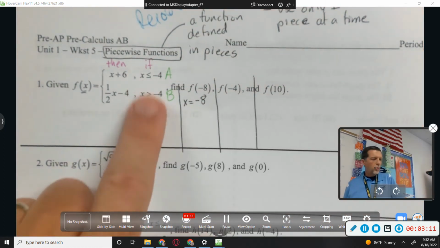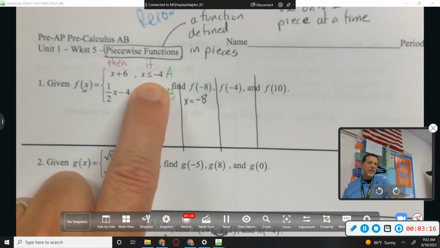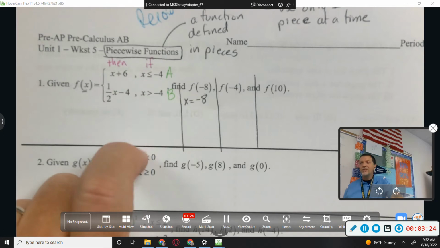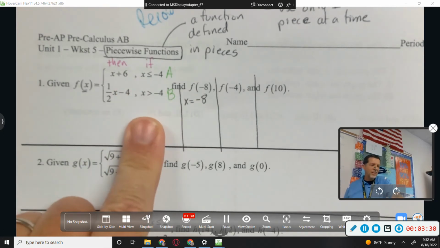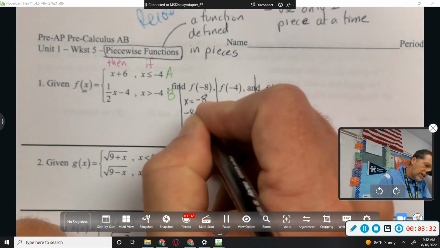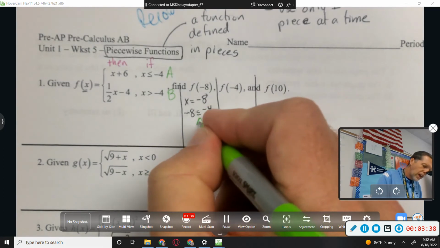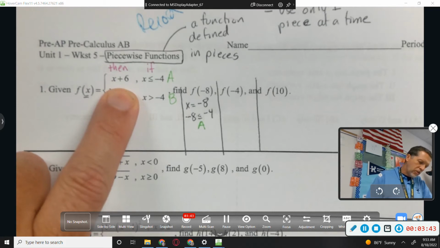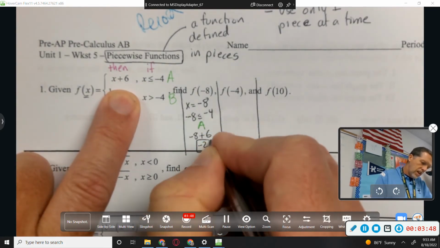So now I want to figure out which condition it meets. Is negative 8 less than negative 4, or is negative 8 greater than negative 4? That's not hard, although the negative sometimes throws people off. Less than. Negative 8 is less than negative 4, which means we're on branch A, which means we'll use the expression for branch A. Negative 8 plus 6 is negative 2.